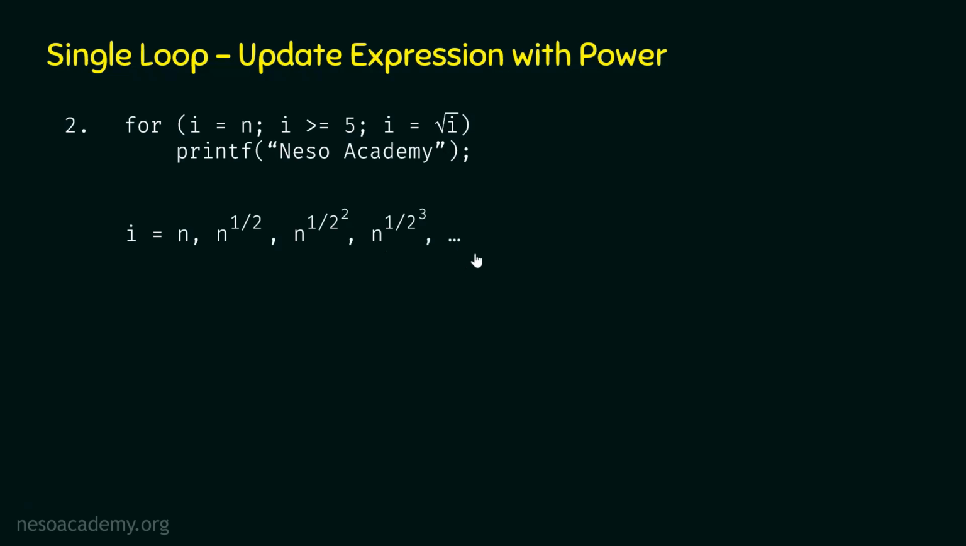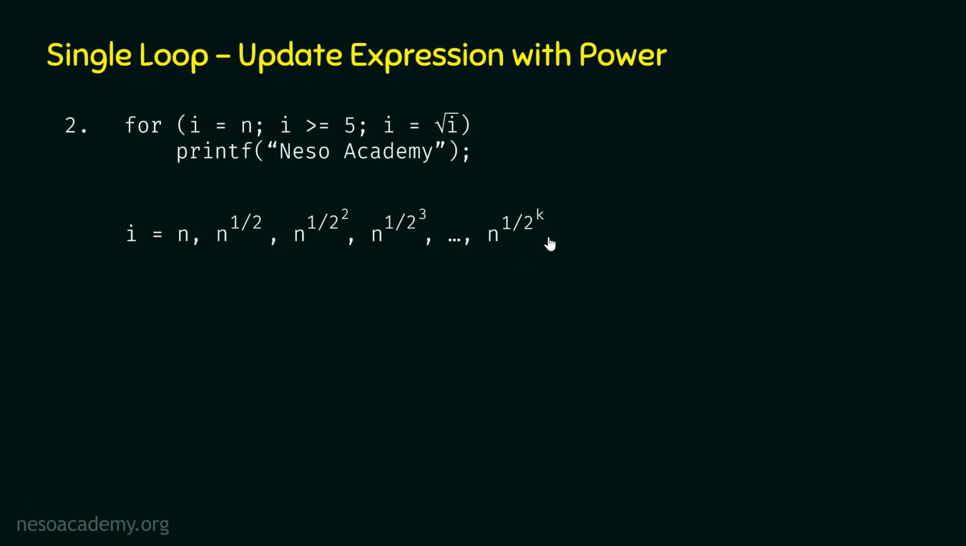And this will continue up to, let's say, n power 1/2 power k, where k is some value which we don't know. And I'm assuming n power 1/2 power k is equal to 5. So this is the last value of i for which this condition is true. After this, i will be less than 5. So n power 1/2 power k is equal to 5.